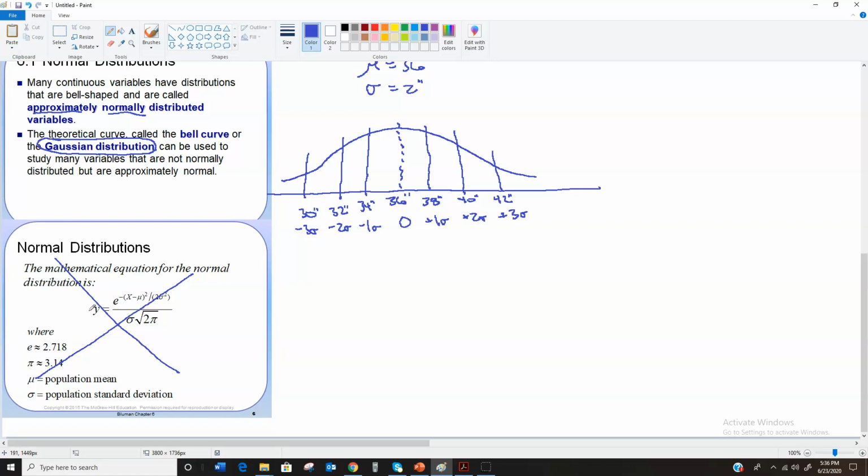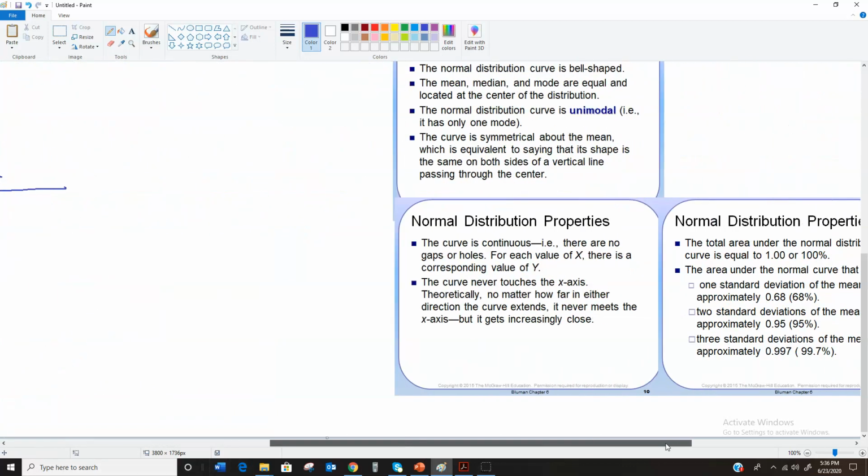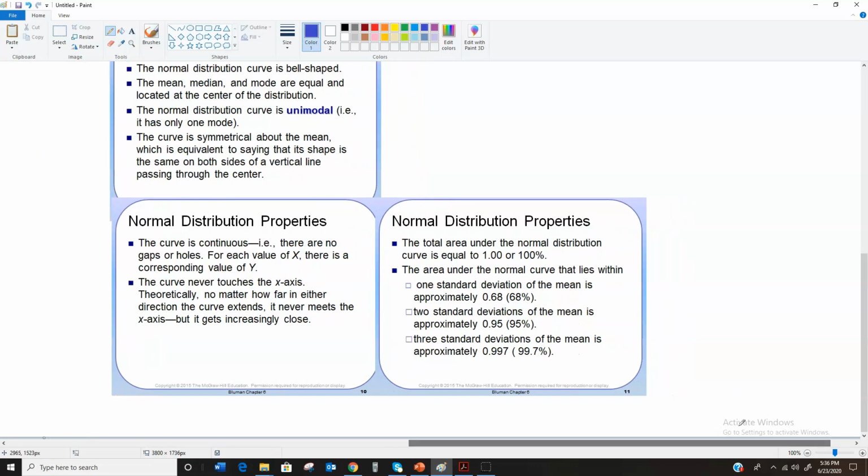This is how you would get a y value, in other words, how tall it is. You'd take e to the negative x minus mu squared over 2 times the standard deviation squared, and divide that by the standard deviation times the square root of 2 pi. But we don't have to do that, and so that's the last that you'll see of that. So let's go over and look at some things about the normal distribution.